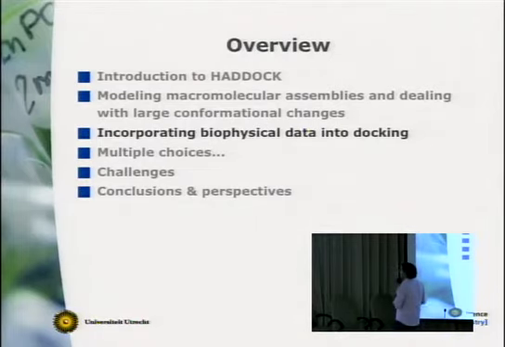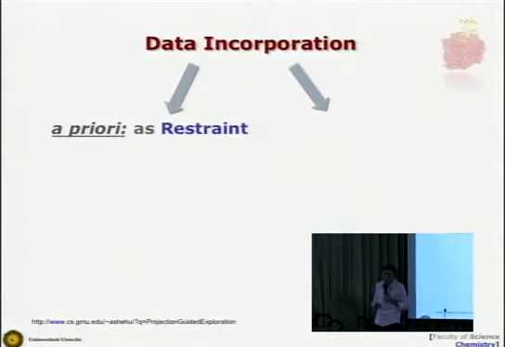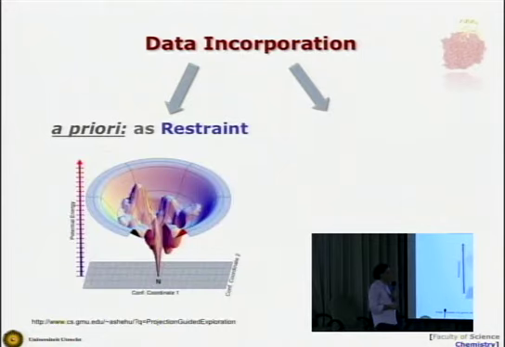So, incorporating biophysical data, well, I've been speaking already about all the data that we can use. So you can use data a priori as restraints. So you're going to really drive the modeling process, hoping that your data points you to the minimum. So you don't want to sample the entire landscape of your binding energy landscape, but you are really directing the search. Of course, if your data are wrong, you're going to search in the wrong region. So you want to really target the search here.